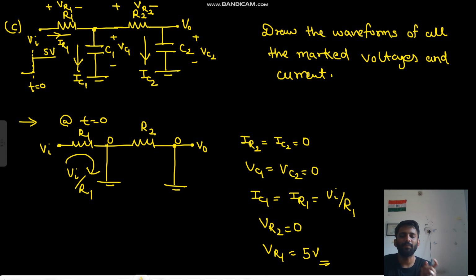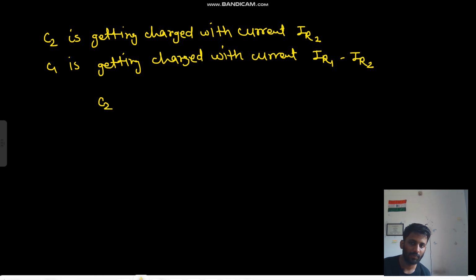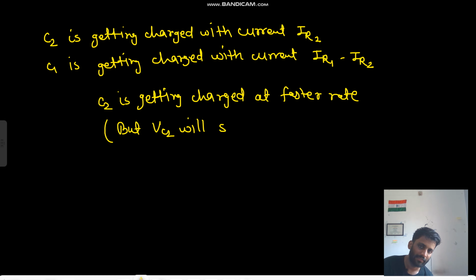Your C1 is getting charged, but that's not the point. We will come to this point in the end. Okay. So what you can see here is that your capacitor C1 is getting charged with IR1 minus IR2, while the C2 is getting charged with IR2. So which is getting charged faster? C2 is getting charged at faster rate, but VC2 will still be lesser than VC1.